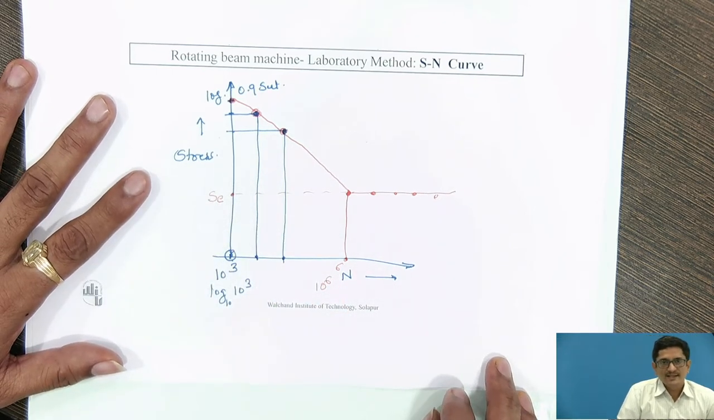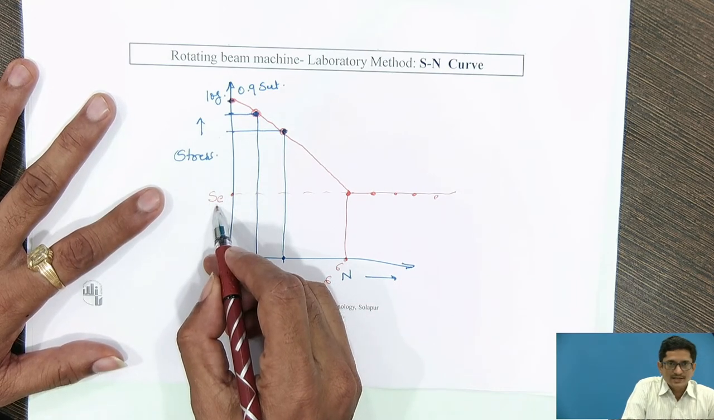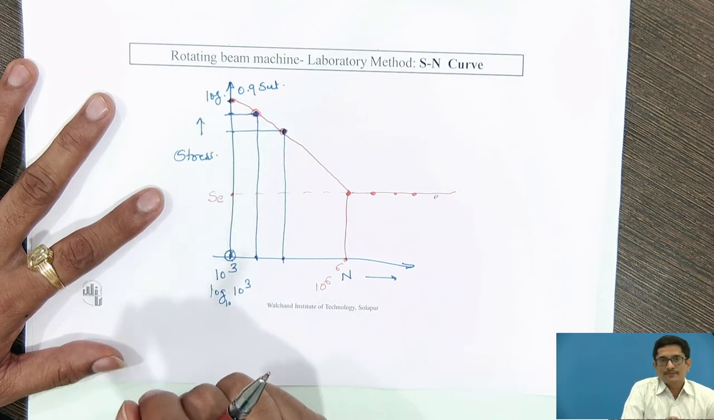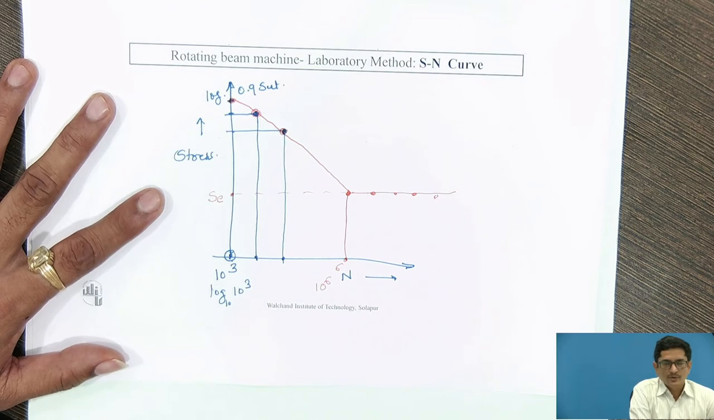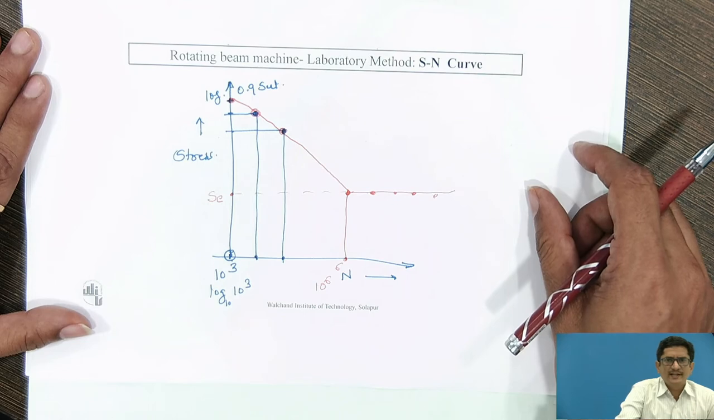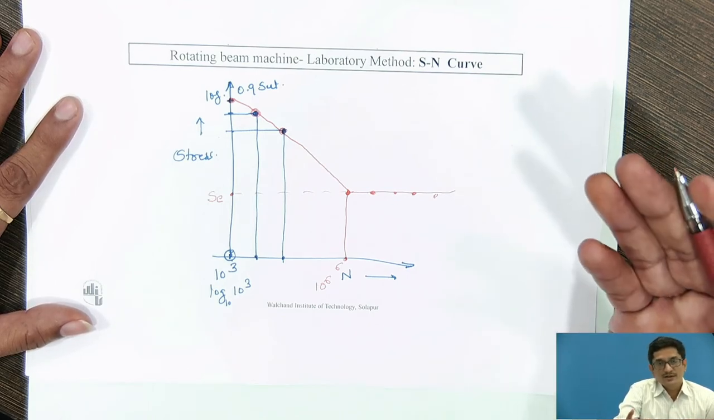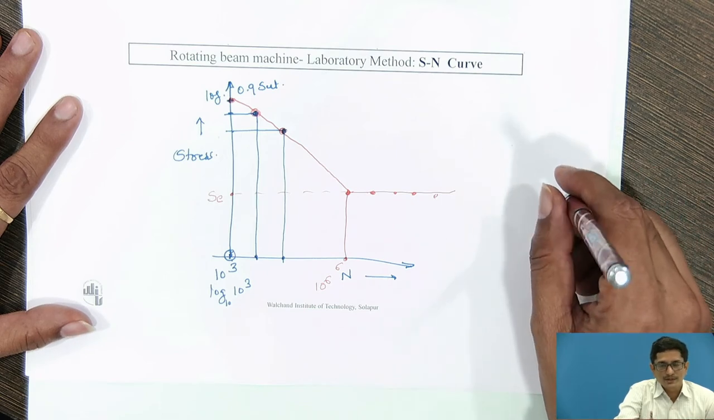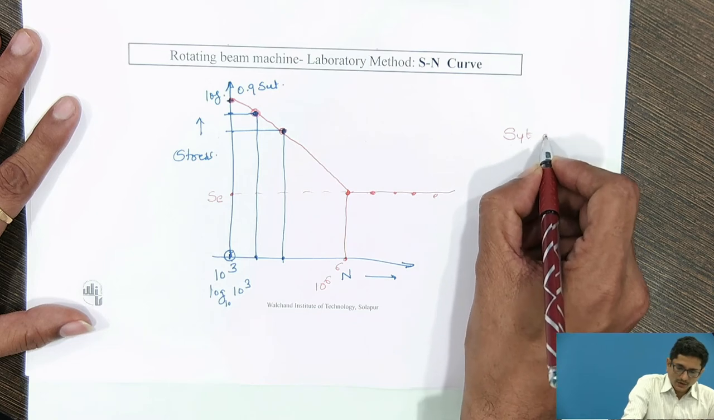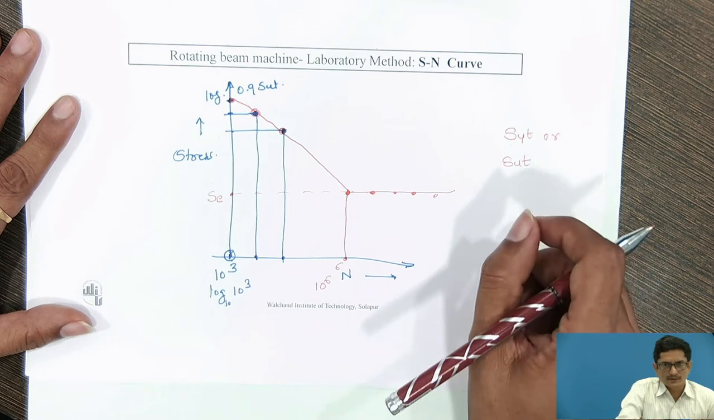Then what is SE? SE is the endurance limit. SE is our interest. Now, what is the benefit of getting this SE? Why get this SE value? Because in the case of static loading, we obtained the dimensions of the components on the basis of SYT or SUT, as per the requirement.